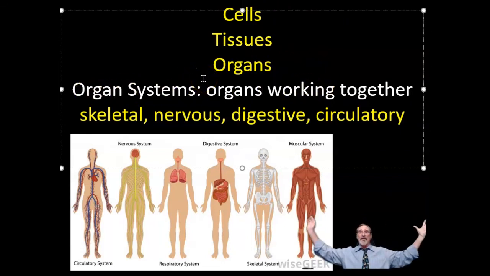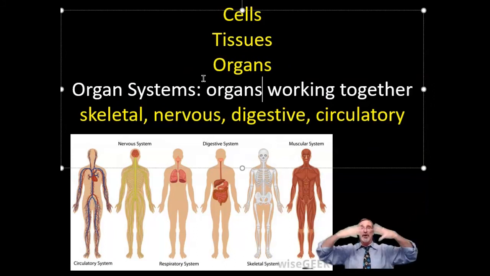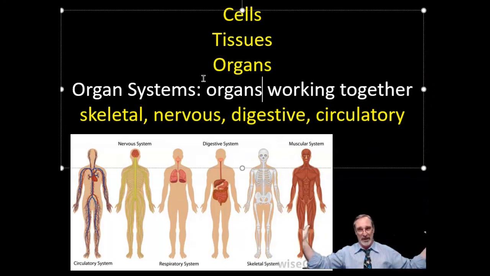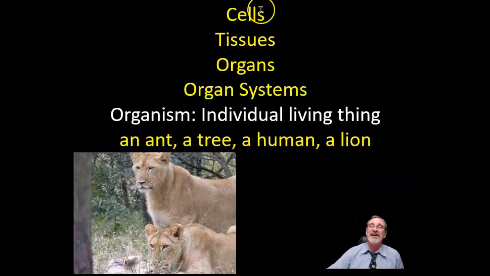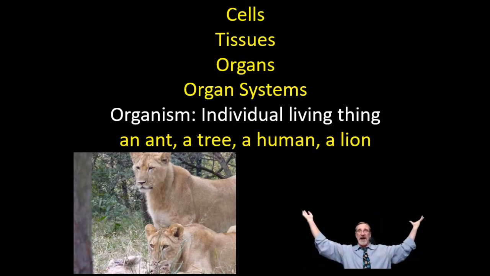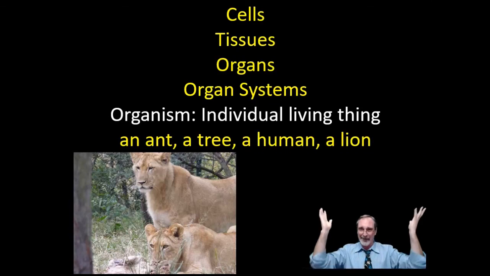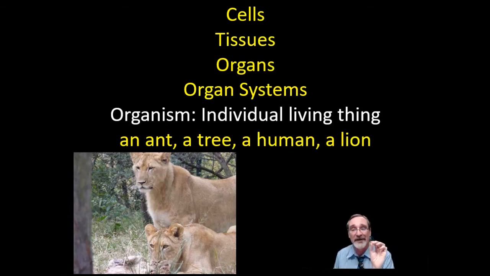And now if you have all the organ systems working together, you have a complete person, an organism. Like you might have a complete frog or a complete eagle or even a tree. Now, a tree has different organs than an animal does, but they have like the bark and the stem and the leaves and different things of that sort. So cells, tissues, organs, organ system, an organism is the individual living thing, right? An ant, a tree, a human, a lion, a blade of grass, a ladybug, a possum, just an individual living organism.